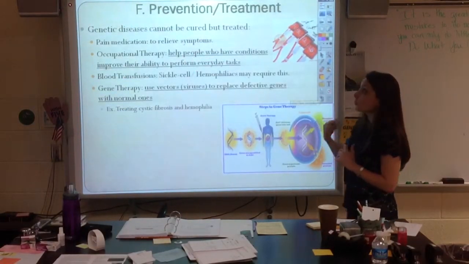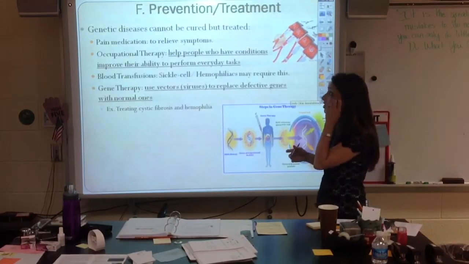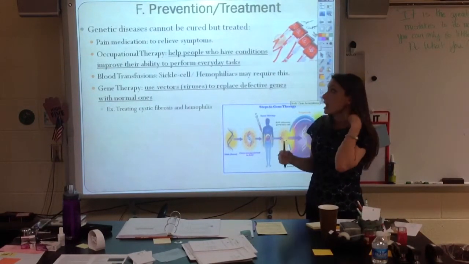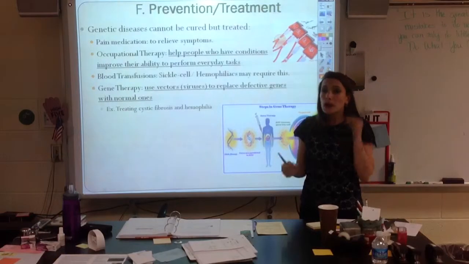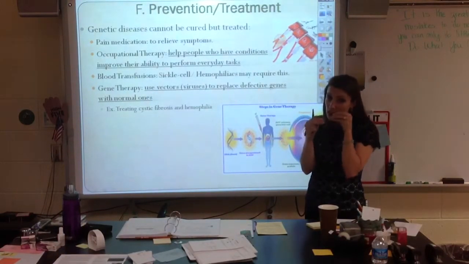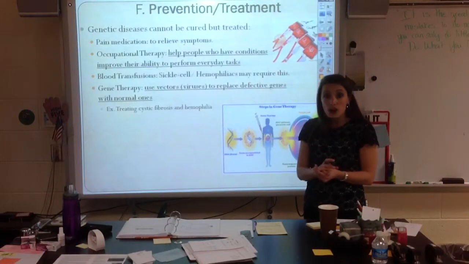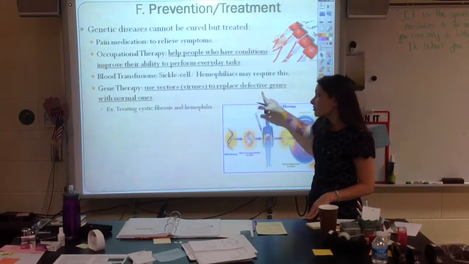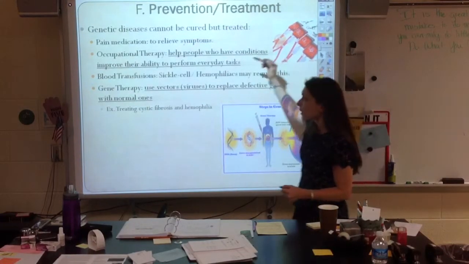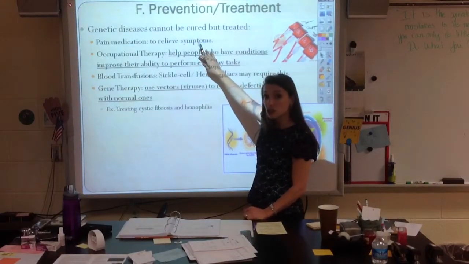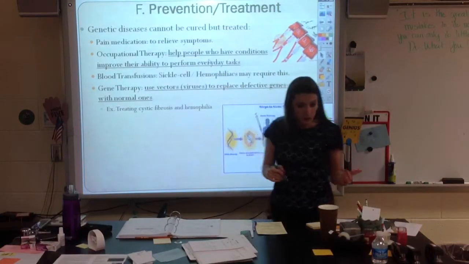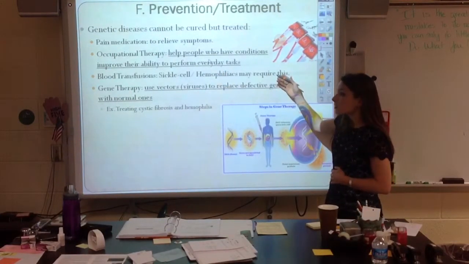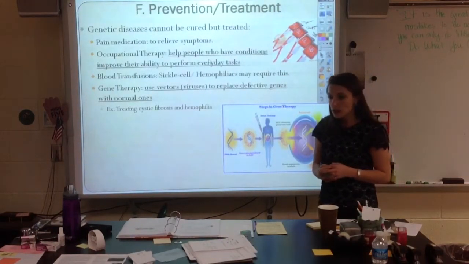If we want to try to prevent or treat a genetic disease, we cannot cure them. Right now, we really don't have any ways to fix your DNA or fix your chromosomes. We don't have tiny little scissors or scalpels that can get into cells and change the DNA. We are going to talk on Monday about how to use genetic engineering to possibly replace defective genes. But we can give pain medications to help relieve symptoms. We can give occupational therapy, which is like physical therapy. We can give blood transfusions, and we're working on trying to give gene therapy.